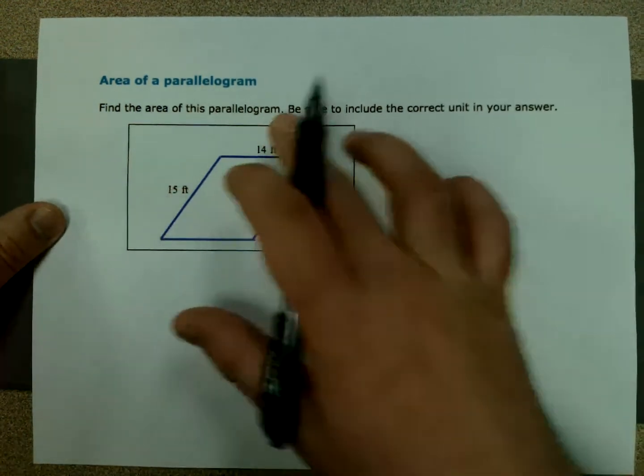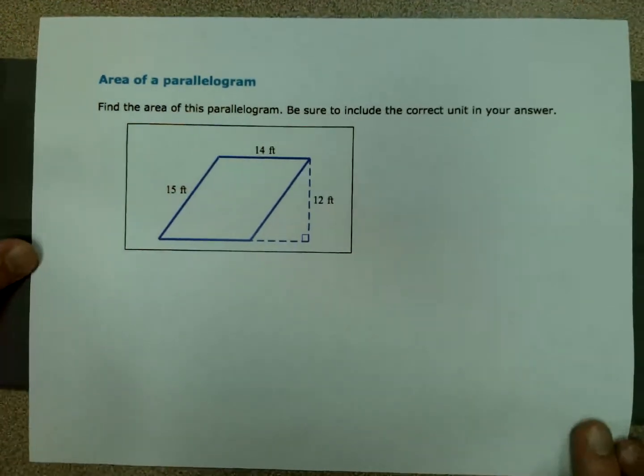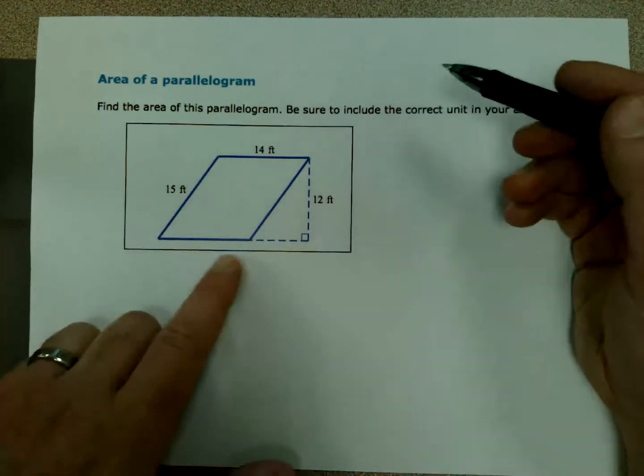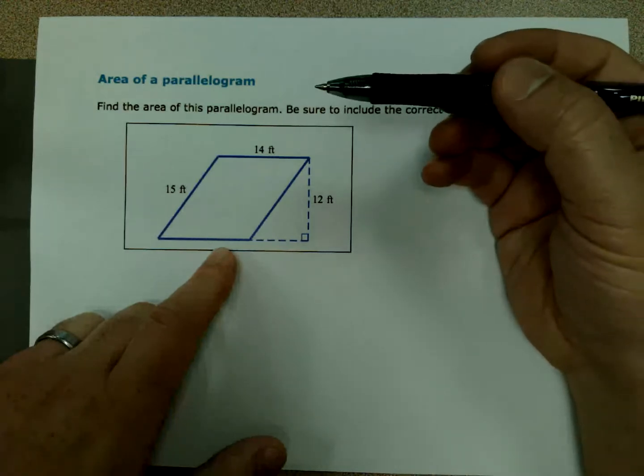Today we're going to be looking at the ALEKS topic, the area of a parallelogram. So remember, a parallelogram we have dealt with before. The most common ones we look at are rectangles and squares. Today we're going to be looking at a generic parallelogram.